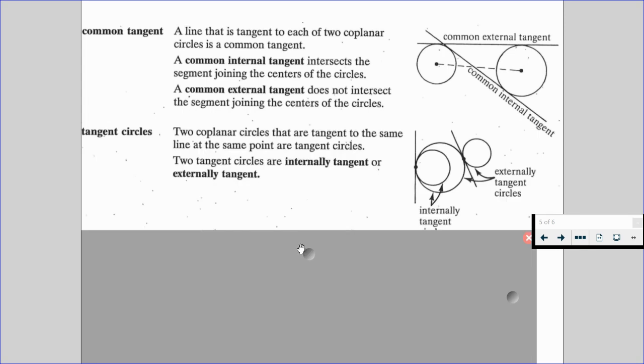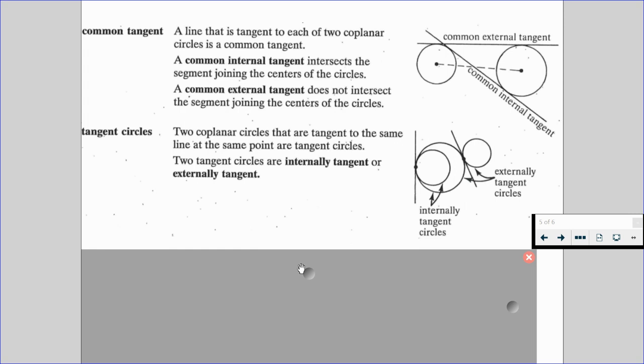We also have what's called tangent circles. Two coplanar circles that are tangent to the same line at the same point are tangent circles. Two tangent circles are internally tangent or externally tangent. We have this other diagram on the right-hand side, and we're going to focus on the first piece on the left. These are internally tangent circles. We have two circles that are tangent at the exact same point, where my cursor is. They're hitting that line at that one point, and one circle is inside of the other.